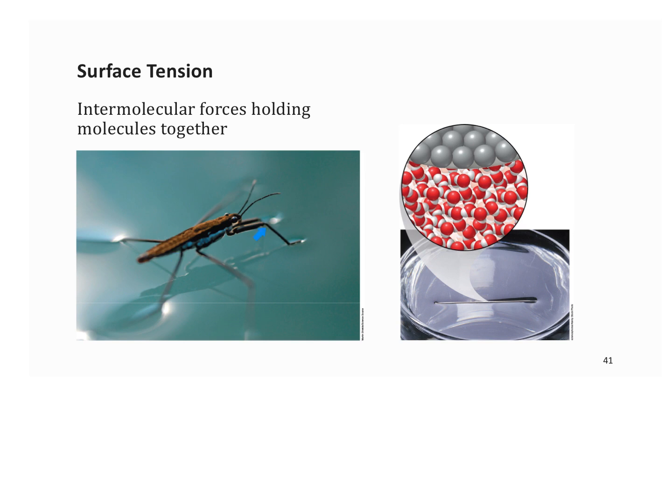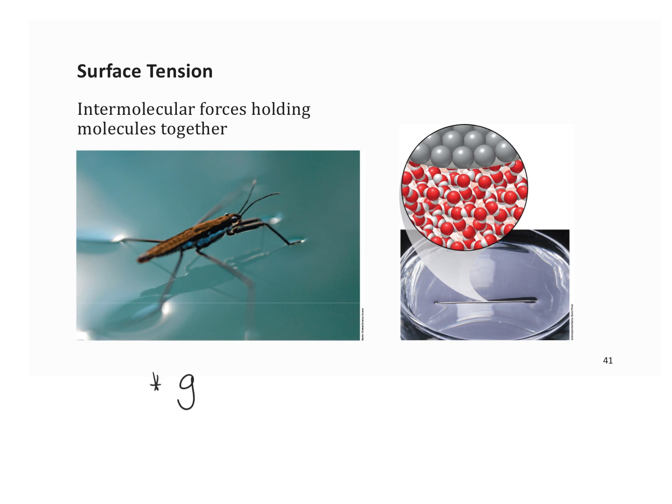Similarly, if you look here, this is a water strider. These are bugs that can walk on water, and it's because water has these strong intermolecular forces that give it this layer of surface tension.